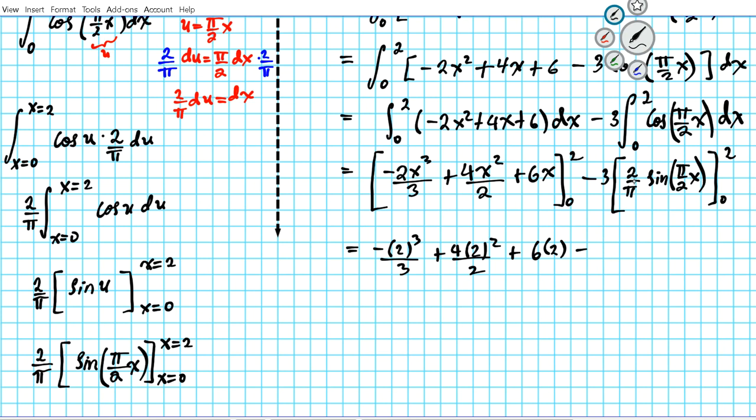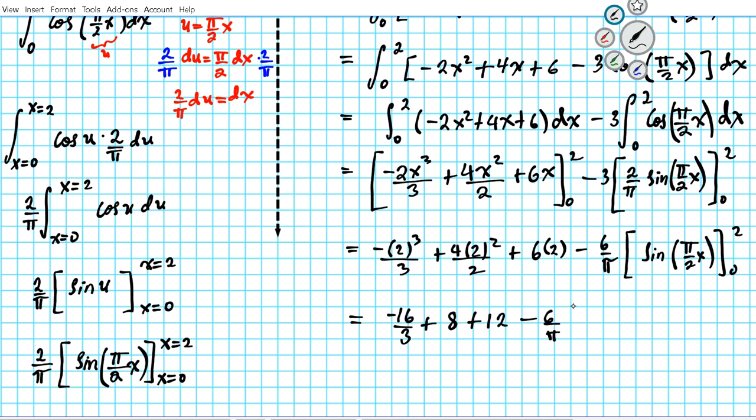So let's see. 2 over pi times 3 is going to be 6 over pi. Okay, so 6 over pi. You know what, let me just show you exactly what I'm doing. I don't want anybody getting confused here. What I just did is I factored out the coefficient 2 over pi. Okay, simplify this. PEMDAS, order of operations: -16 over 3 plus 8 is 8, 6 times 2 is 12, minus 6 over pi.